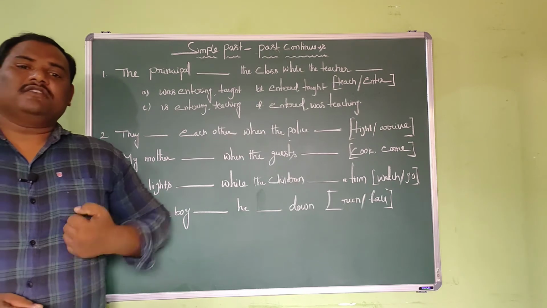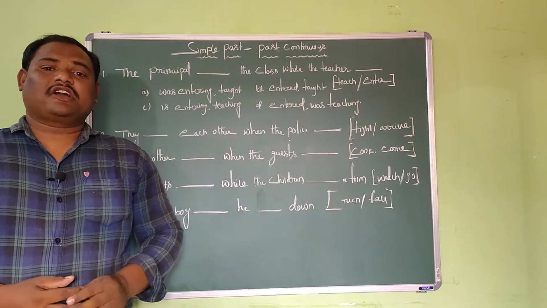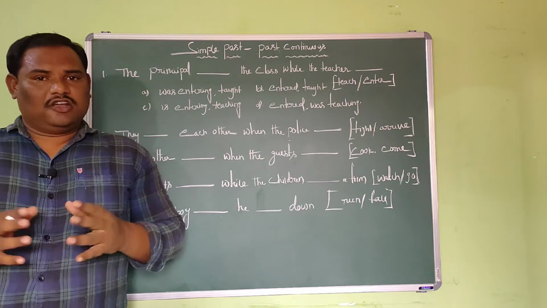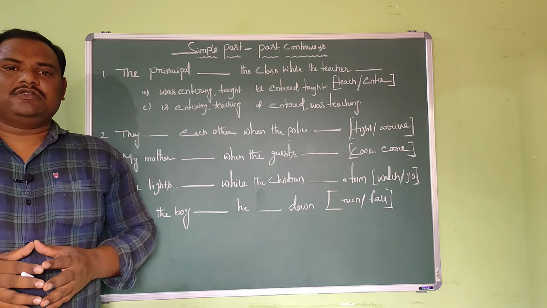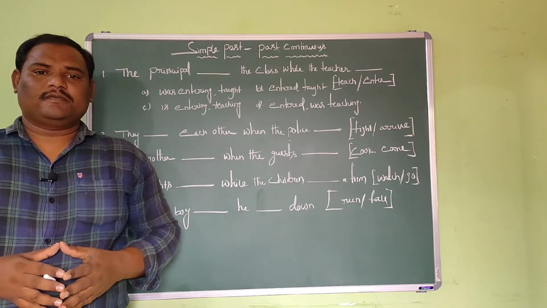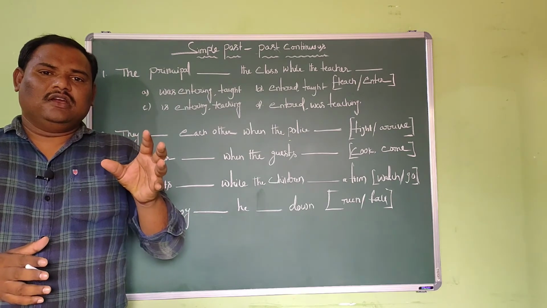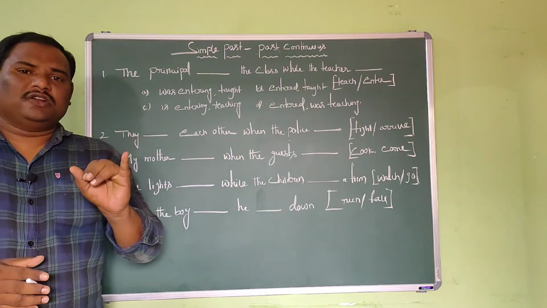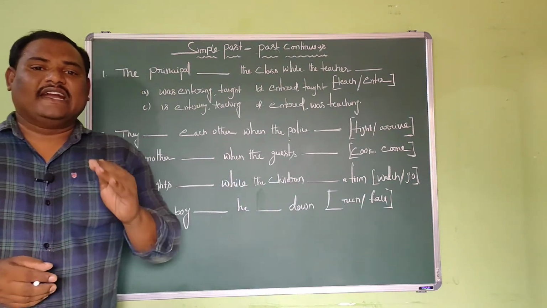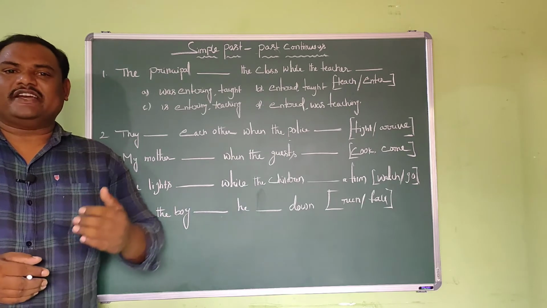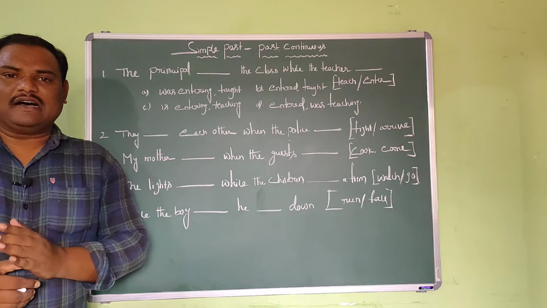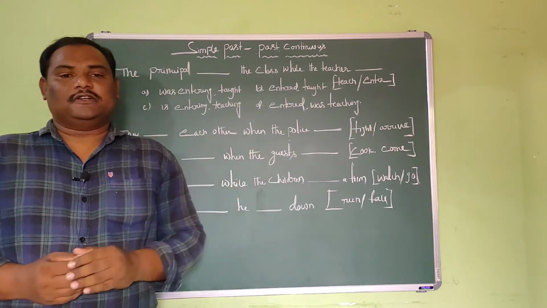Today, as part of this video, I wanted to explain the combination of simple past and past continuous. Dear friends, in competitive examinations, we will be given three major tense combinations. Among these three combinations, the first is simple past and past continuous. The second combination is simple past and past perfect. And the third combination is simple past and present perfect.